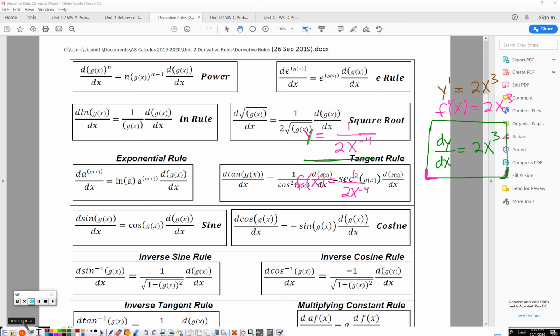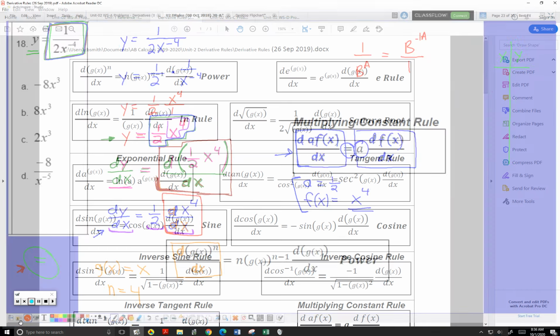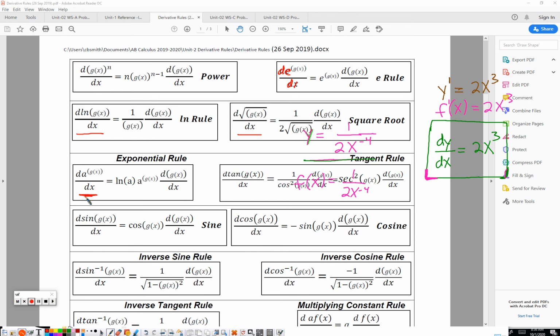I do not have ddx of e to something. Like that just doesn't fit. So that won't work. I come over here. I don't have ddx of ln of something. I don't have a square root. A is just a constant. I don't have that either because remember, I've got x to the fourth, not a constant to an exponent. So that means this rule doesn't fit.